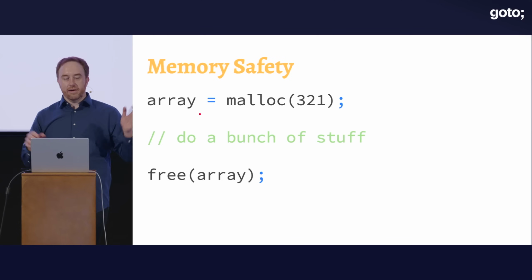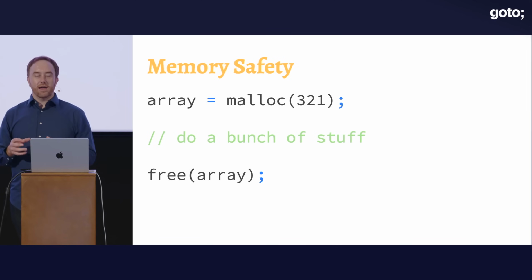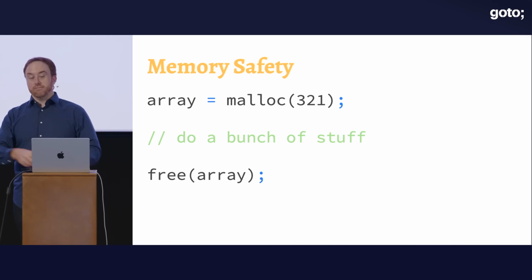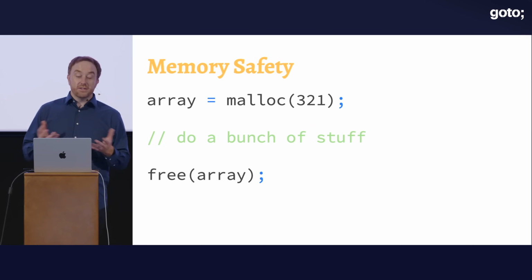So then I do a bunch of stuff in my program, and then later on I have to call this function called free, passing in the array, which is the address of that memory, which will basically say, hey, I'm done with this stuff now. You can deallocate this and give it back and reuse that memory later. Now this is important because if I don't do the free, then I'm going to have a memory leak.